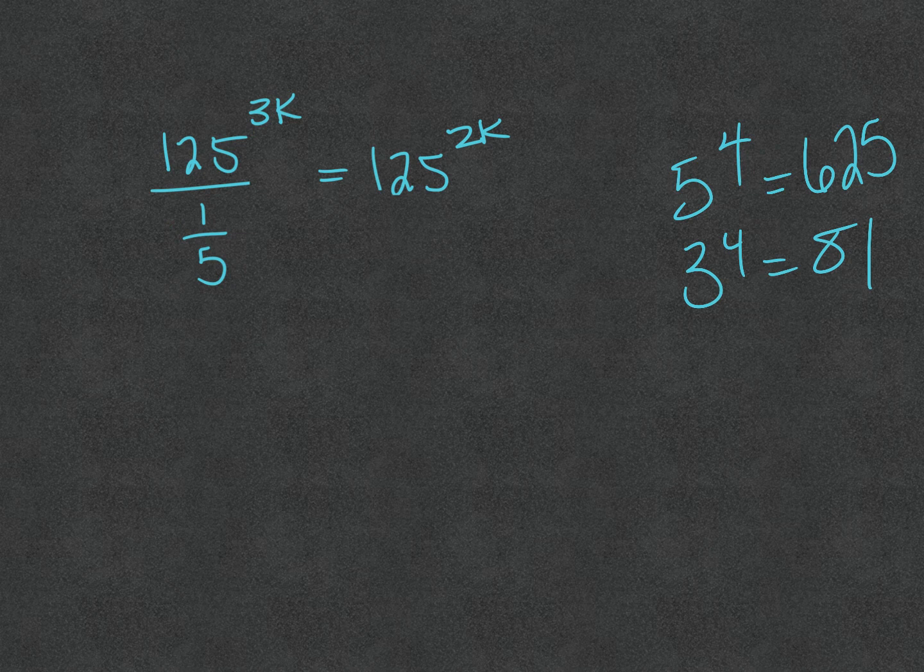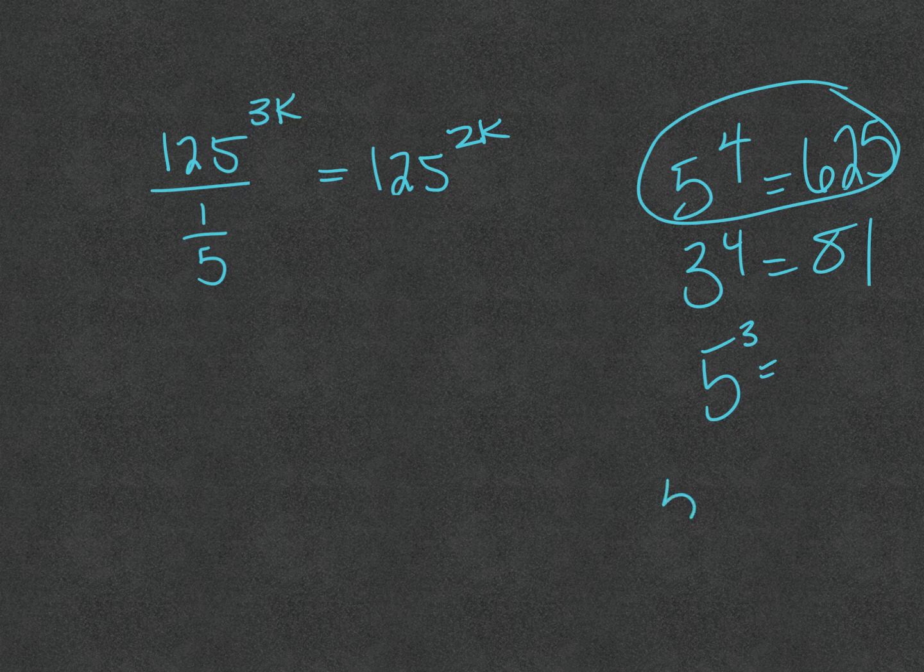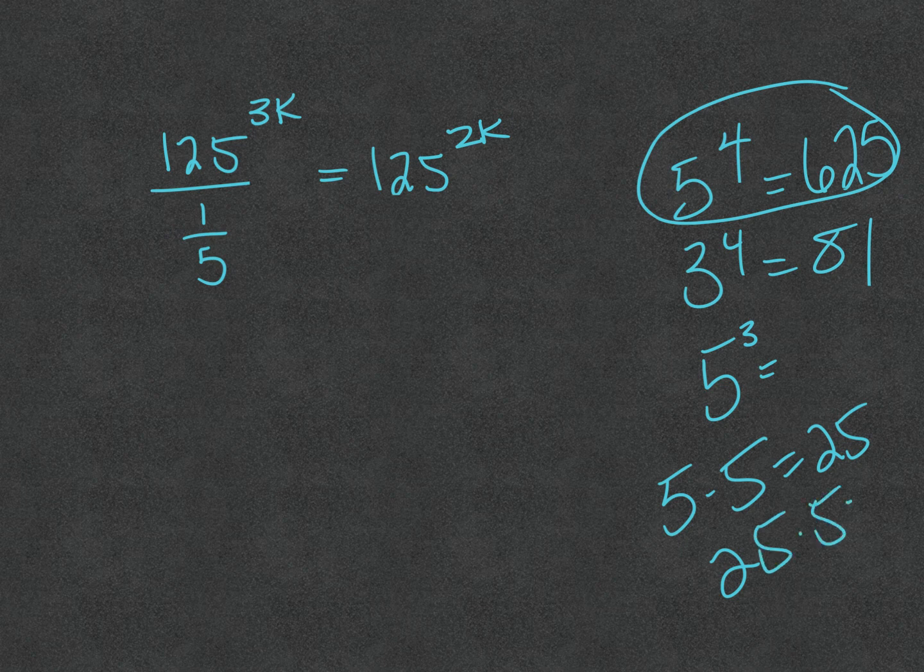I know it's the number 125 and 125 here. It's a fact that 125 is not a power of 25, but maybe it is a power of 5. If 5 to the power of 4 is 625, maybe 5 to the power of 3 would work. So you just have to start trying numbers. I know 5 times 5 is 25, and 25 times 5 is 125. Bingo. We got our base.